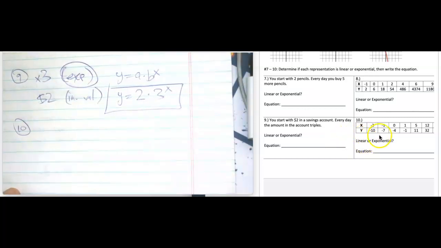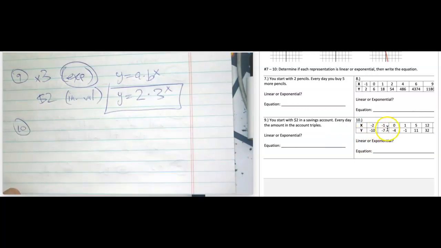And then this last one, let's see, -2, -1, 0, 1, and then it skips to 5 and 12. So I can only use these first 4 as consecutive. Once it skips from 1 to 5, it's no longer consecutive. Let's see, -10, -7, -4, -1. I think I know what's happening, guys. It's adding 3, because -10 plus 3 is -7.